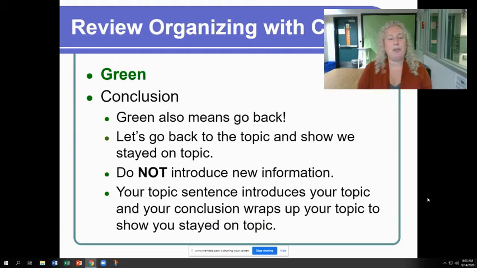All right, green. Green is at the end, green means go back. So we have our topic, we have key ideas that support the topic, we've explained those key ideas thoroughly, and now we have to wrap it up by showing we stayed on topic, right? And so we're going to go back and say something along the lines of, although there are many great pets out there, if you don't have a cat, you should consider a cat as a pet, right? So I'm not saying the exact same thing because I'm not introducing it, but I'm showing that I stayed on topic.